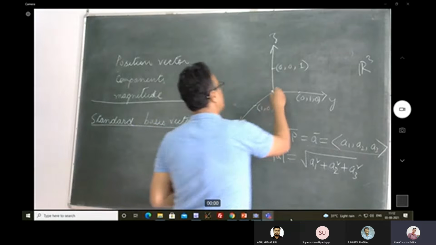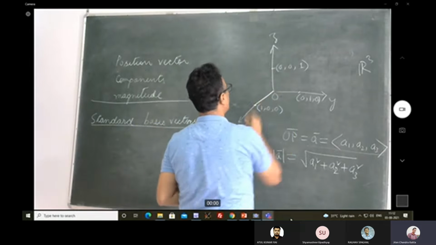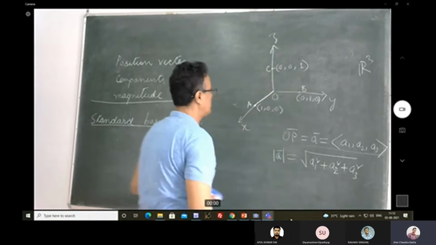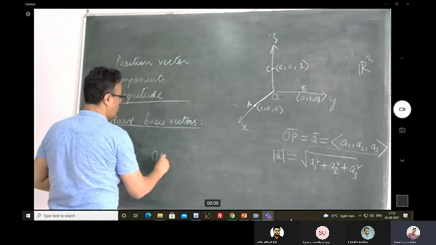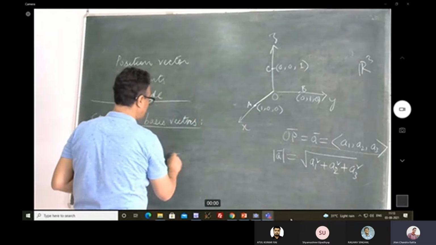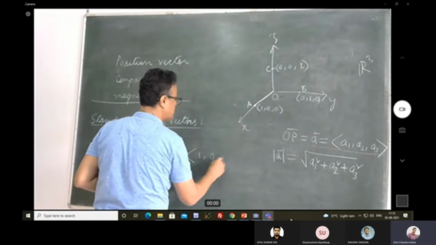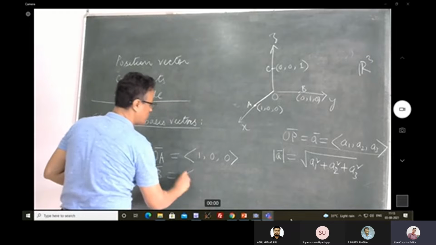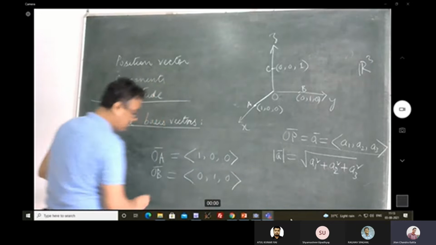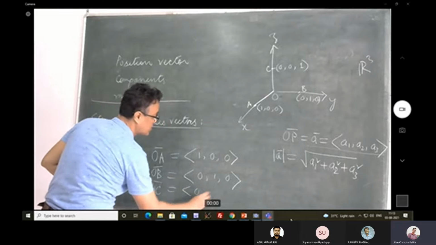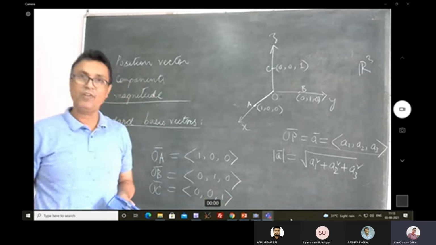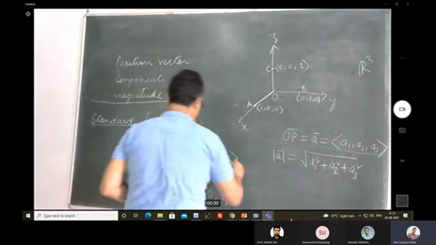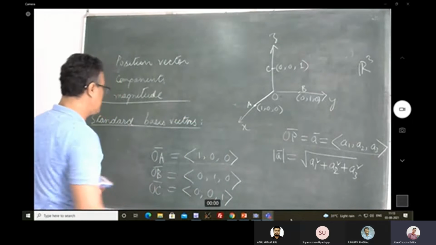If I define a vector, suppose this is the point A, this is the point B, and this is the point C. If I want to define the position vector OA in terms of components, then this is simply going to be 1, 0, 0. Similarly, my OB is going to be 0, 1, 0, and the OC vector is going to be 0, 0, 1 in terms of components.